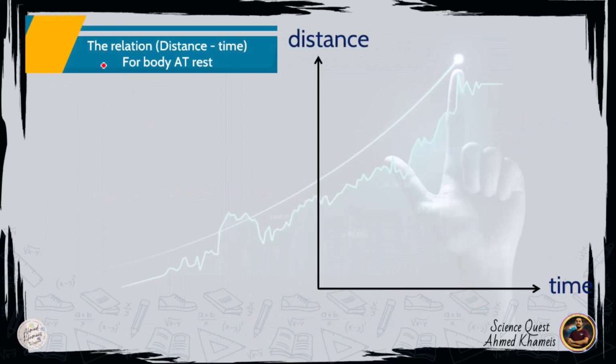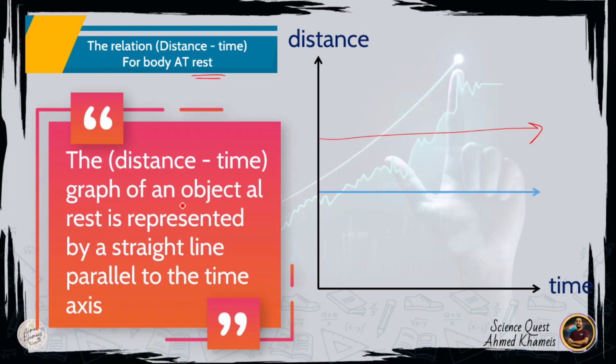So finally, the relation distance-time for a body at rest. A body at rest means that it doesn't change position or cover distance. So the distance of the object will remain constant, and it will be represented by a straight line parallel to the time axis. So the distance-time graph for an object at rest is represented by a straight line parallel to the time axis, or x-axis.